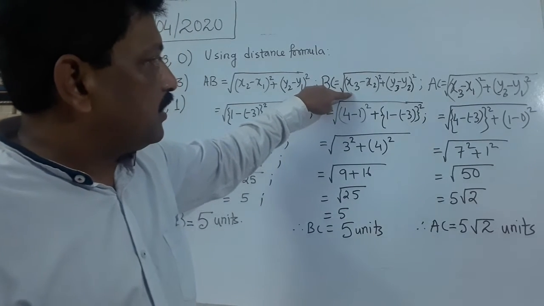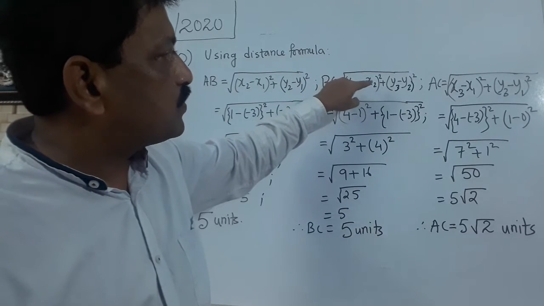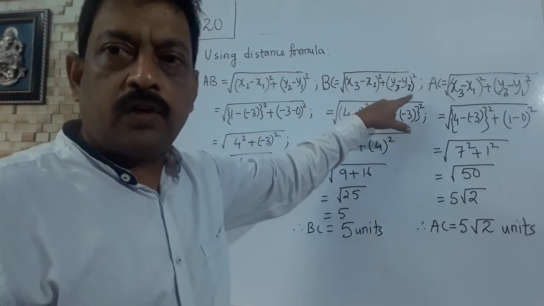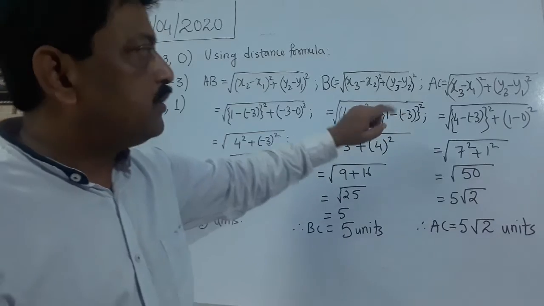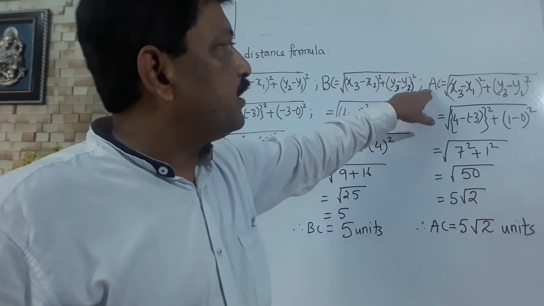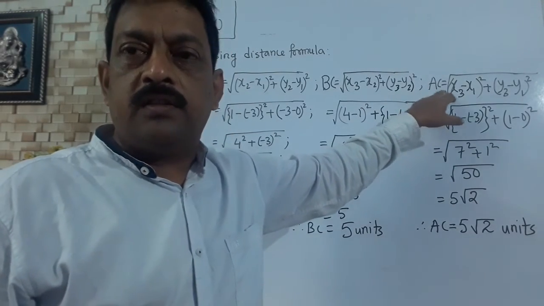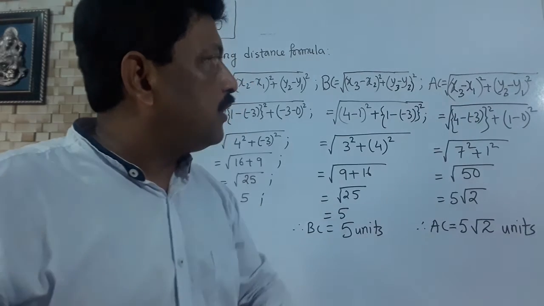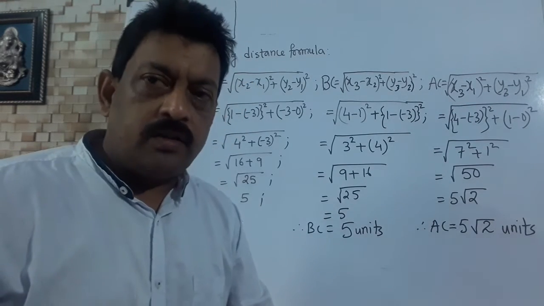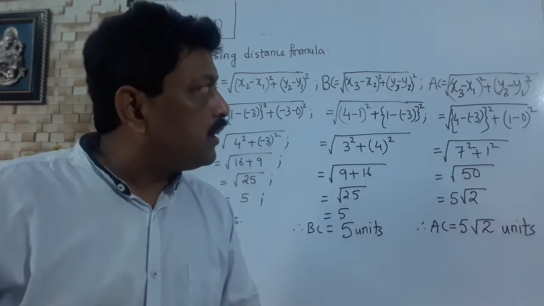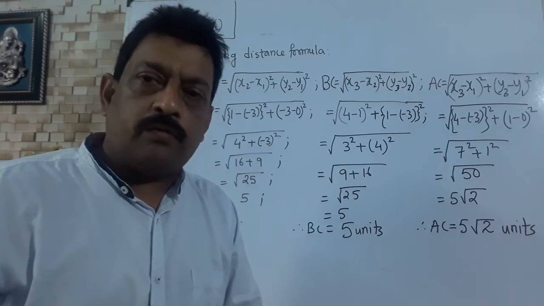See here, it is root over (x3 minus x2) whole square plus (y3 minus y2) whole square. Similarly, for AC, the coordinate of A is (x1, y1) and C is (x3, y3). So the formula is root over (x3 minus x1) whole square plus (y3 minus y1) whole square.